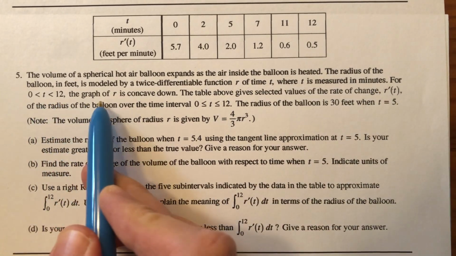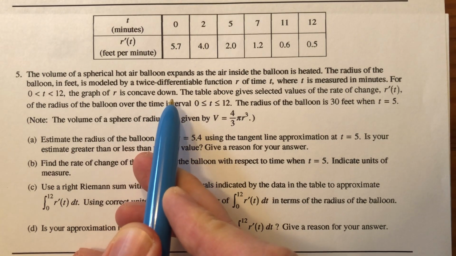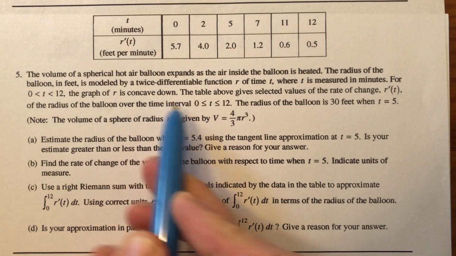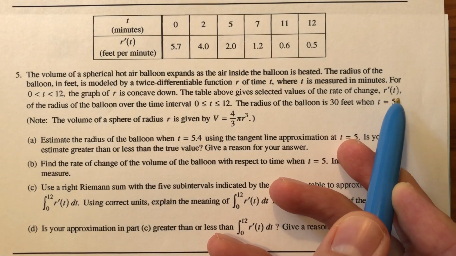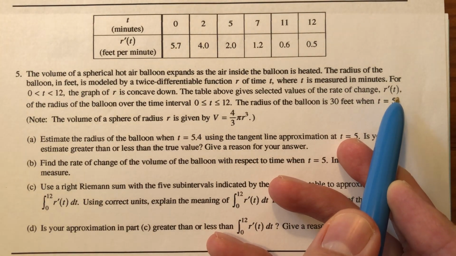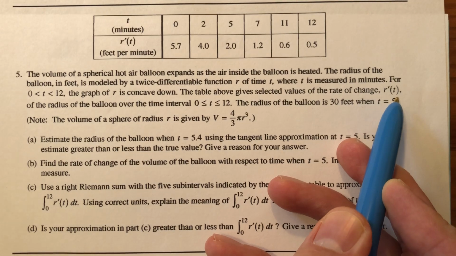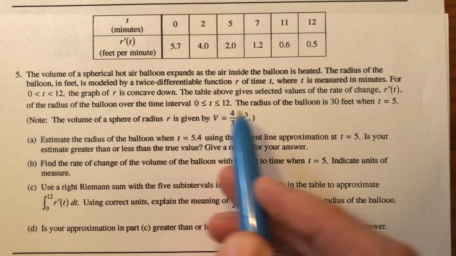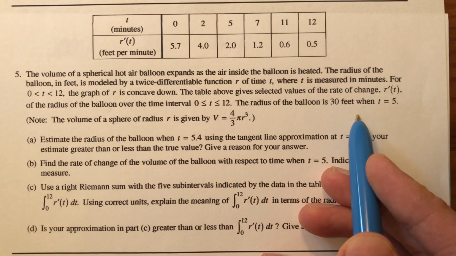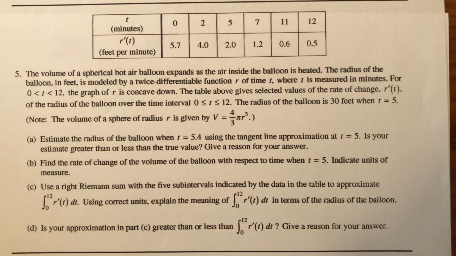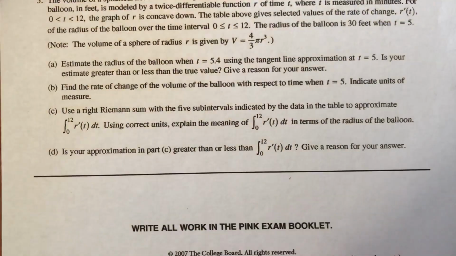For 0 to 12, the graph of r is concave down. I wonder why I need that. We'll find out later. The table above gives selected values of the rate of change, r prime of t. They did not give me the radius. They gave me the rate of change of the radius at specific times. Between 0 and 12, the radius of the balloon is 30 feet when t equals 5. That's going to come in handy as well. And they gave us the formula for the volume of a sphere. So let's jump in with part A.